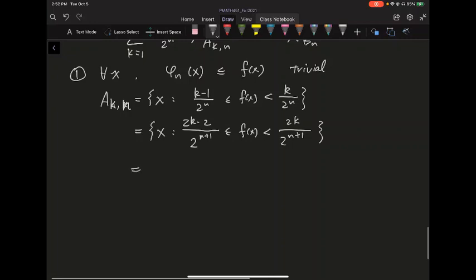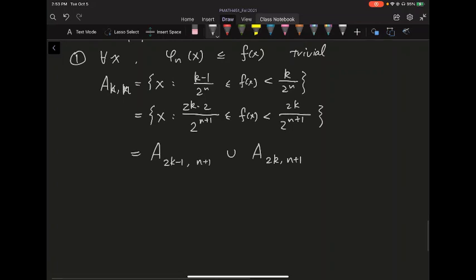And based on that, you can say this is essentially the union of A_{2k-1,n+1} and A_{2k,n+1}. And this is really a disjoint union. You may notice all these A_{k,n} are disjoint. They're the pre-images of f of some disjoint subsets. So they're all disjoint, and you can see this A_{k,n} is really the union of these two.